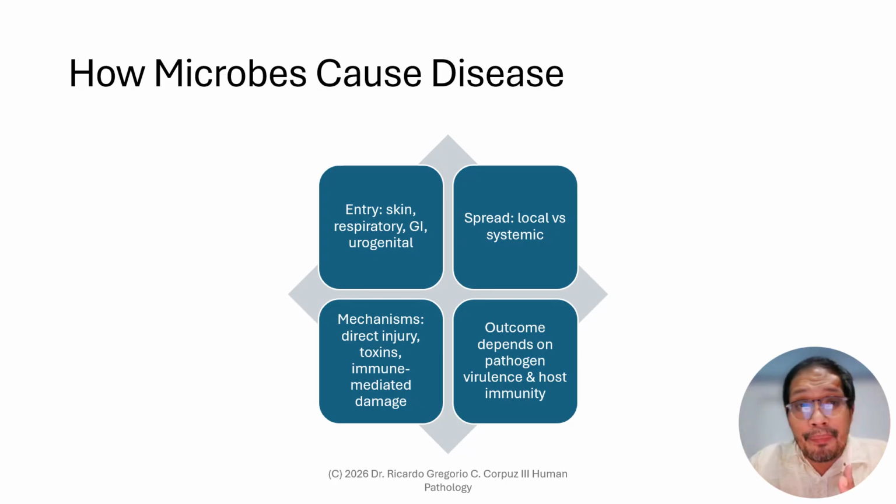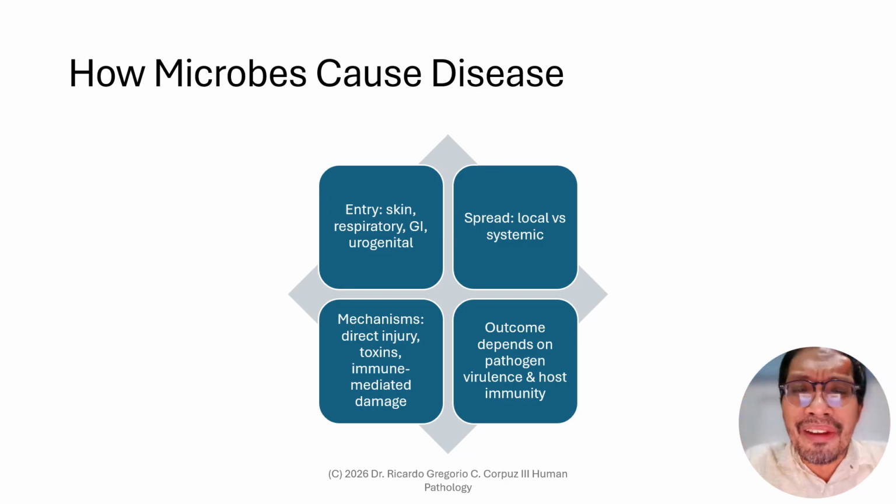This is the major step in microbial pathogenesis: how organisms enter the body, how they spread, how they damage tissue, and why disease severity varies from patient to patient. Number one, the entry. How microbes get into the host. Microbes must first breach a barrier to establish infection. Each portal of entry is associated with characteristic pathogens and disease patterns.